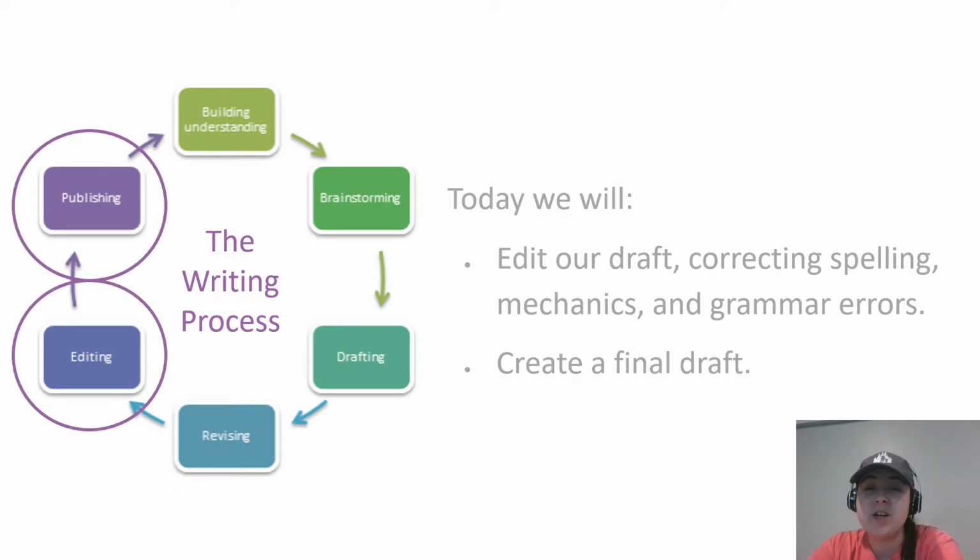So today, we're gonna do two things. We're gonna finish up this writing process by first going into editing and then into publishing. So we'll talk about how to publish that. Today we're going to edit our draft, correcting spelling, mechanics, and grammar errors. Mechanics are things like sentences, stuff like that. And then we're going to create a final draft. So let's see what all you're going to need to do.